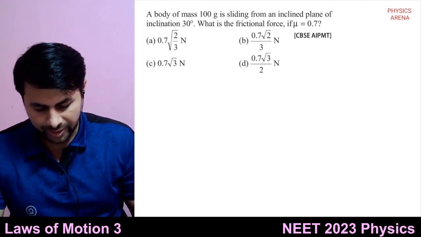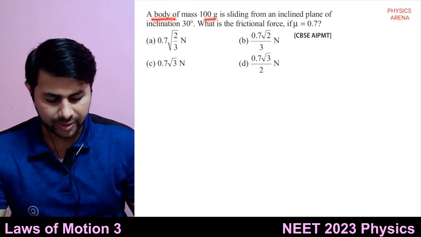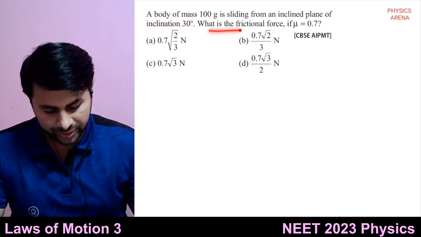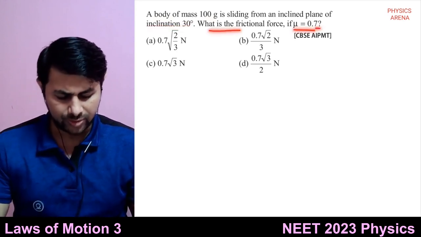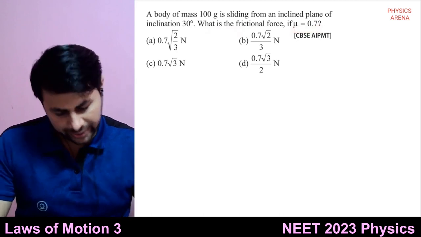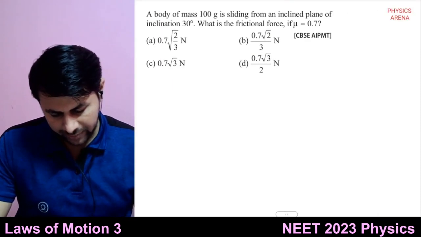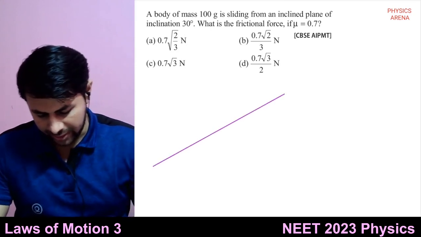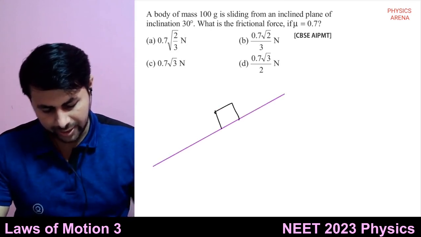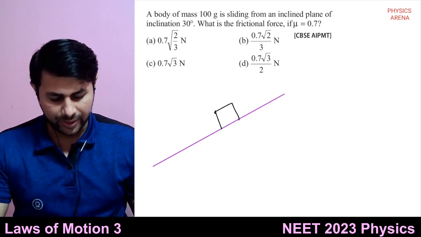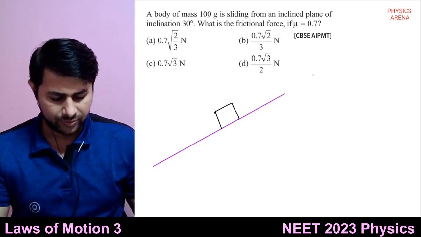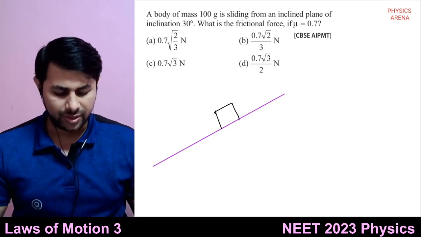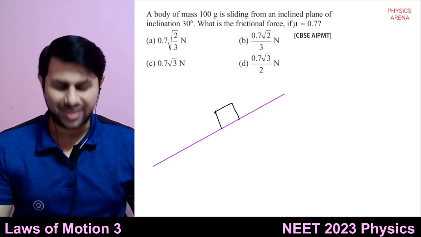So the next problem is: a body of mass 100 grams sliding from an inclined plane of inclination 30 degrees. What is the frictional force if mu is equal to 0.7? This is again similar to the last one. So there is a body of mass 100 grams sliding from an inclined plane and we want to find out the frictional force. Mu is given here, not similar to the last one. This is easier than that.